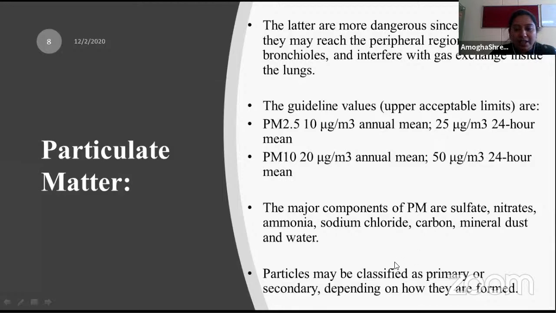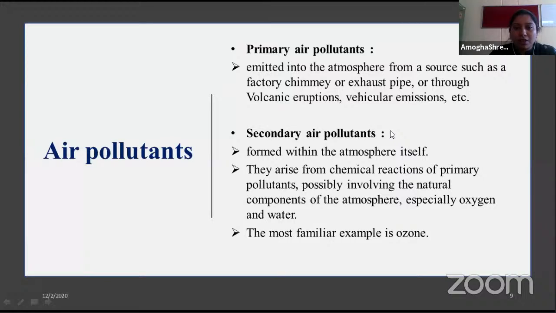And these pollutants we can classify as either primary or secondary depending upon how they are formed. We call pollutants primary air pollutants if they are emitted directly into the atmosphere from the source, like factory chimneys, exhaust pipes, volcanic eruptions, or vehicular emissions. We call pollutants secondary when they are formed within the atmosphere itself, due to chemical reactions of primary pollutants, possibly involving components present in nature like oxygen or water. The best example is ozone, and we can also quote nitrogen dioxide or sulfur trioxide as examples.